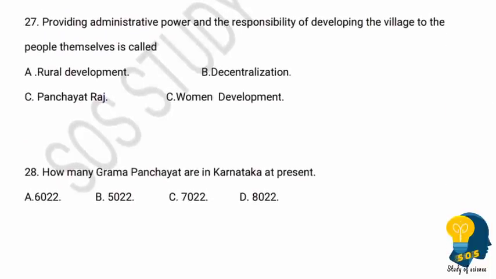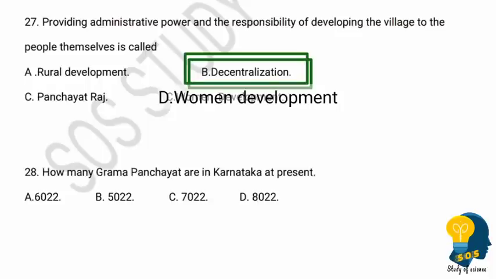Providing administrative power and the responsibility of developing the village to the people themselves is called, and the options are A. Rural development, B. Decentralization, C. Panchayat Raj, D. Women development. And the right answer is B. Decentralization.